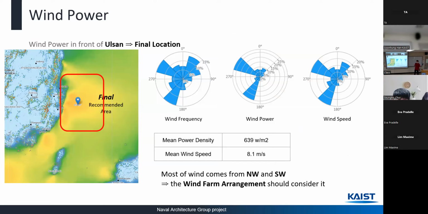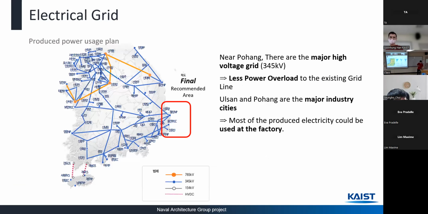Thanks to the criteria we saw before, this is where we chose to put it, based on the wind frequency, wind power, and wind speed. We can see that the wind most likely comes from the northwest and southwest. We'll use this information later for the design of the wind farm, the wind farm arrangement.